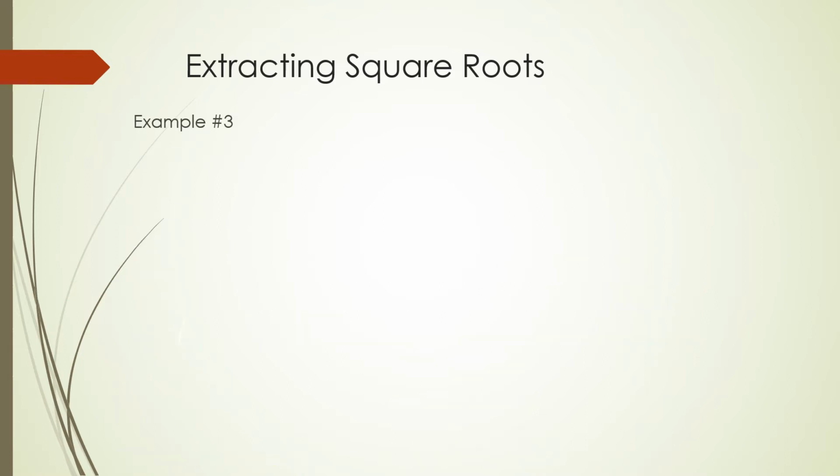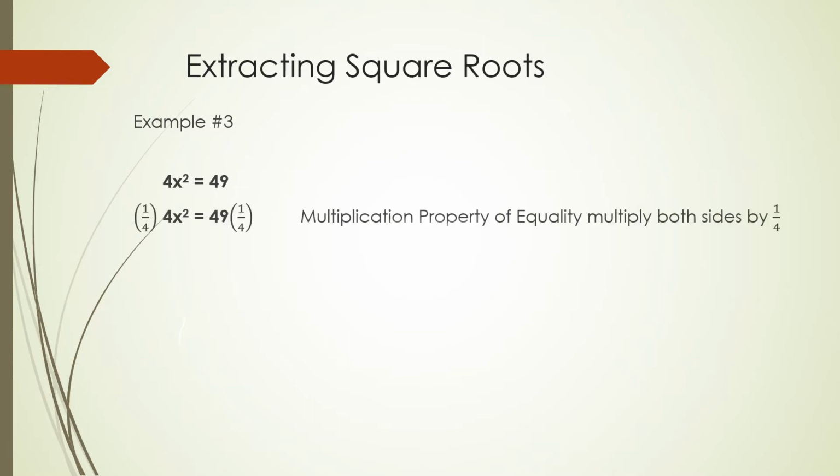Example number 3. Given is 4x squared is equal to 49. So, the given is not written in the form of x squared is equal to c. Therefore, gagamit tayo ng multiplication property of equality. Multiply both sides by 1/4.